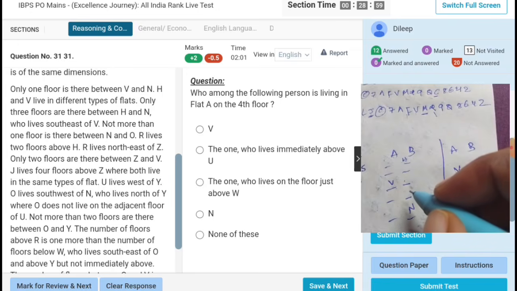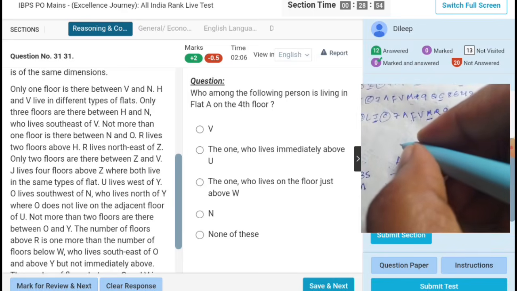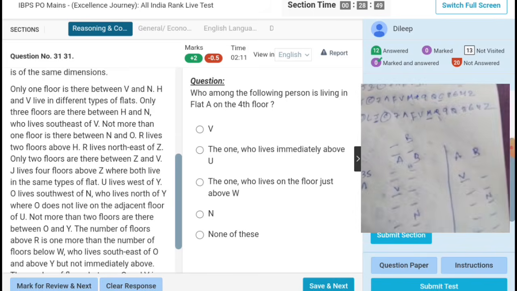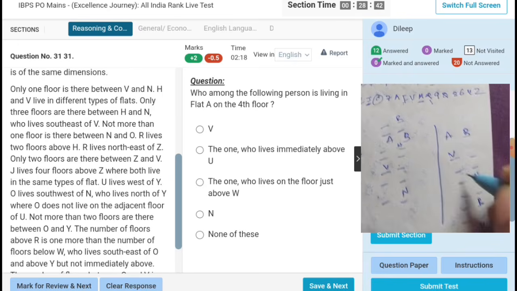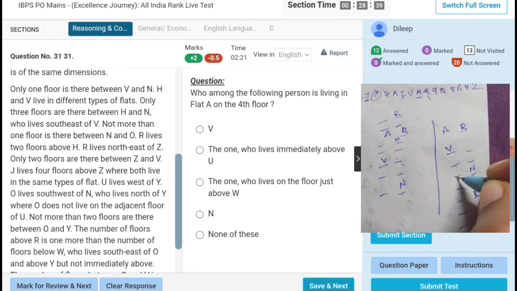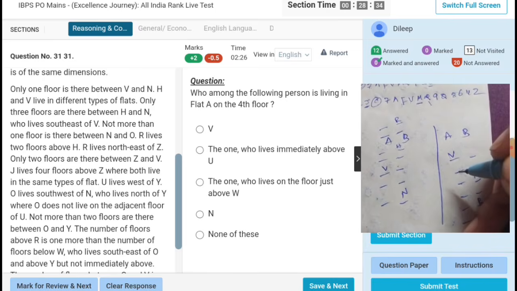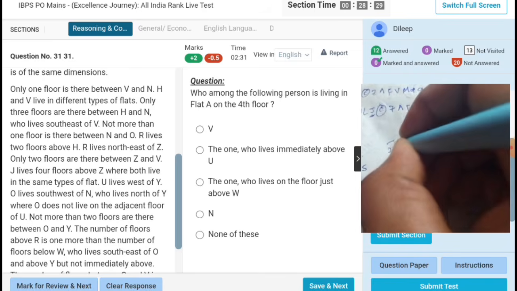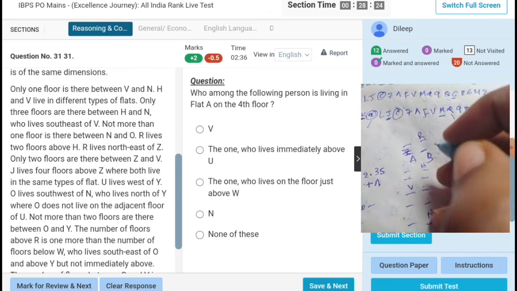N and O. R is two floors above H. So R. R is northeast of Z. Only two floors between the Z and the V. So this is Z and the V. J is four floors above Z. 2, 3, 4.